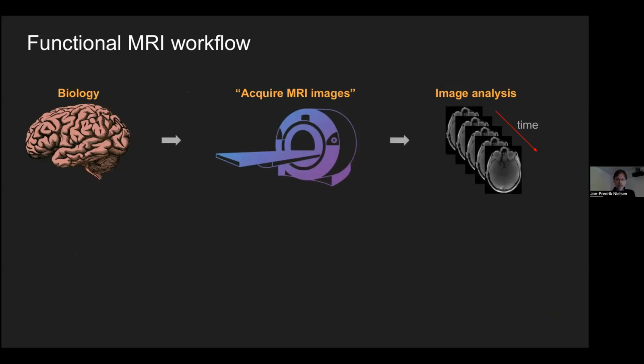Taking a really big view of the functional MRI workflow: there's some biological process that happens that we'd like to image. Then we, quote unquote, acquire the MRI images. And then we analyze those images. That's the very high level picture.